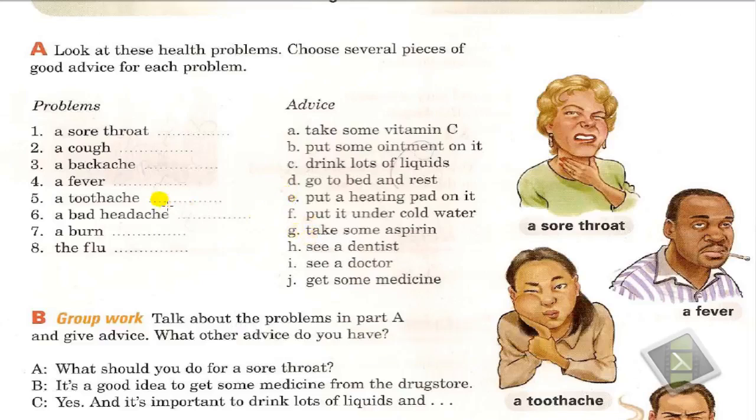A toothache. Toothache, pains in teeth. For a toothache, the answers G, H, I. It's important to see a dentist. A dentist, a doctor for curing teeth. I, it's important to see a doctor. G, it's important to take some aspirin.